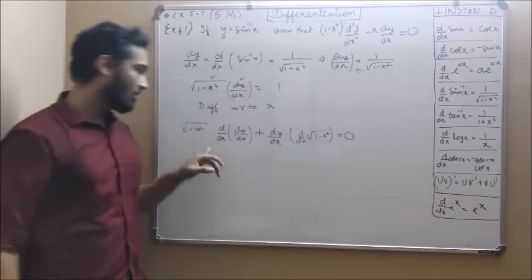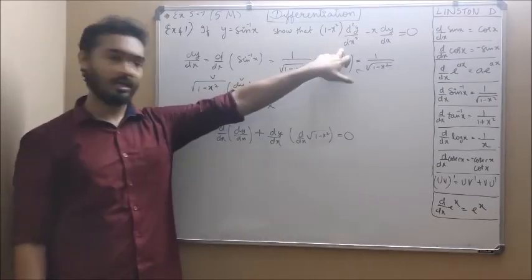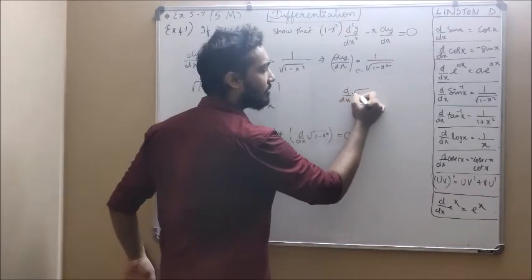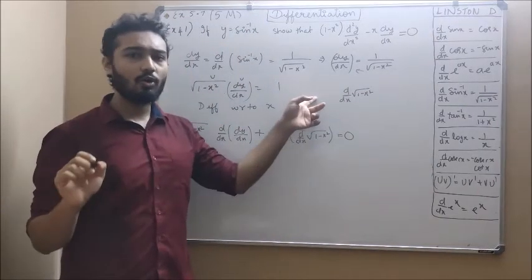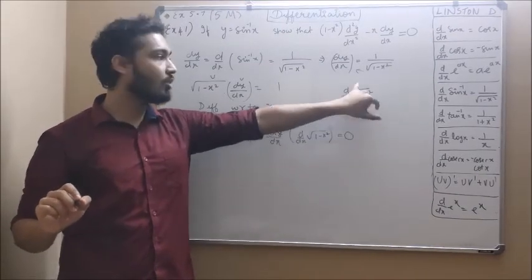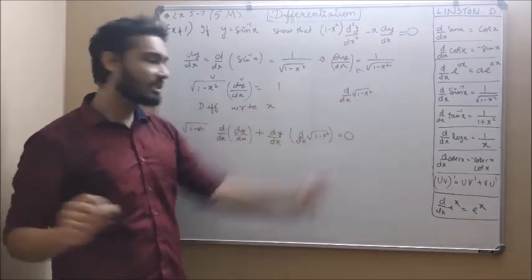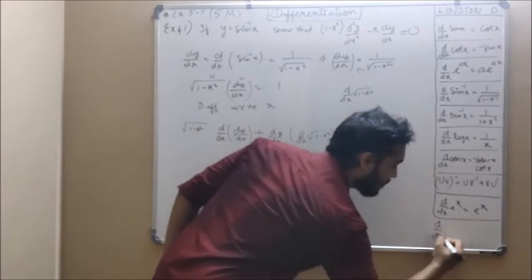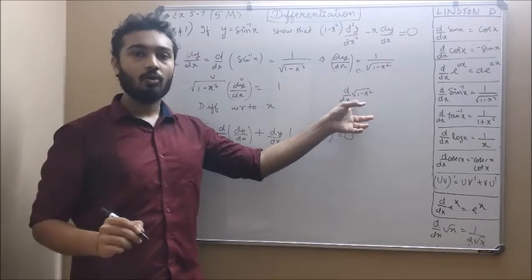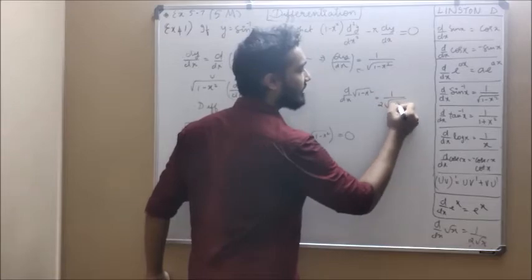Now here we have d by dx of dy by dx. It is nothing but d square y by dx square. What is d by dx of root of 1 minus x square? By now I hope you are thorough with chain rule. Here this is a composite function because there are two functions. One is the root function, one is the 1 minus x square function. So first differentiate root x. What is differentiation of root x? D by dx of root x is 1 by 2 root x. Instead of x, 1 minus x square is there. So it is 1 by 2 root of 1 minus x square.